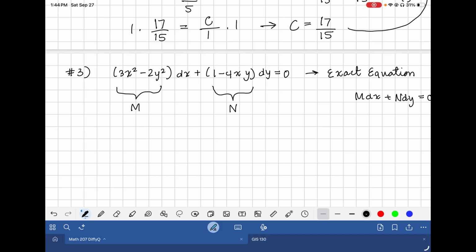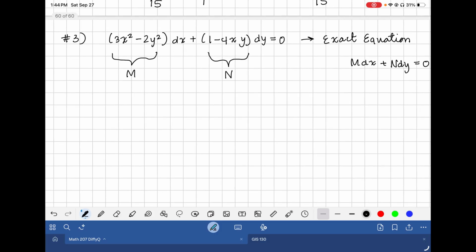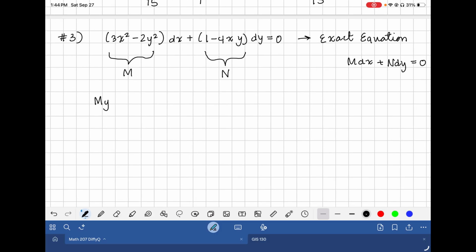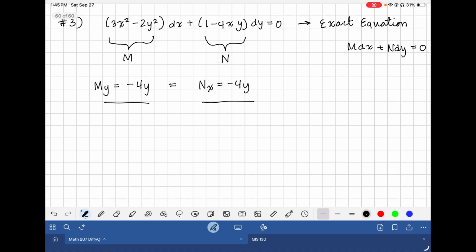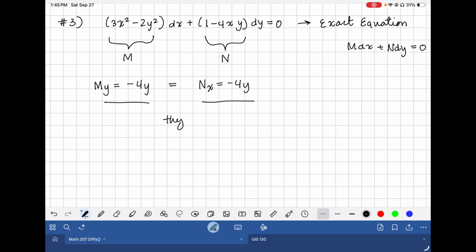All right, so the first thing I'm going to do is check for exactness. So that's going to be taking the partial derivative of M with respect to y. If we find the derivative of M with respect to y, we see that we have negative 4y. If we find the derivative of N with respect to x, we see that we have negative 4y. And yeah, so these actually are exact. So our M_y is equal to our N_x. So that means that they are exact.